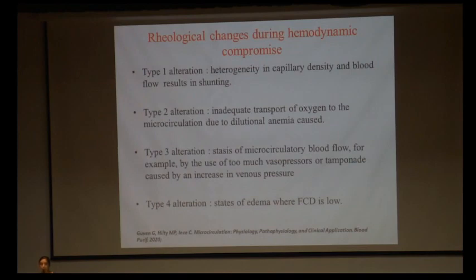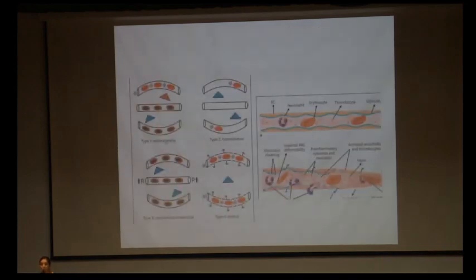In type 2, because of dilution, which may be because of hemodilution, there is inadequate transport of oxygen. In type 3, there is stasis in the microcirculation, either because of too many vasopressors, which has constricted the arteriolar end, or too much fluid, which has compressed the venous end. And in type 4, there is too much interstitial edema, because of which the functional capillary density is low. Now this is type 1 heterogeneity, where few of the capillaries are perfused and few are deoxygenated.